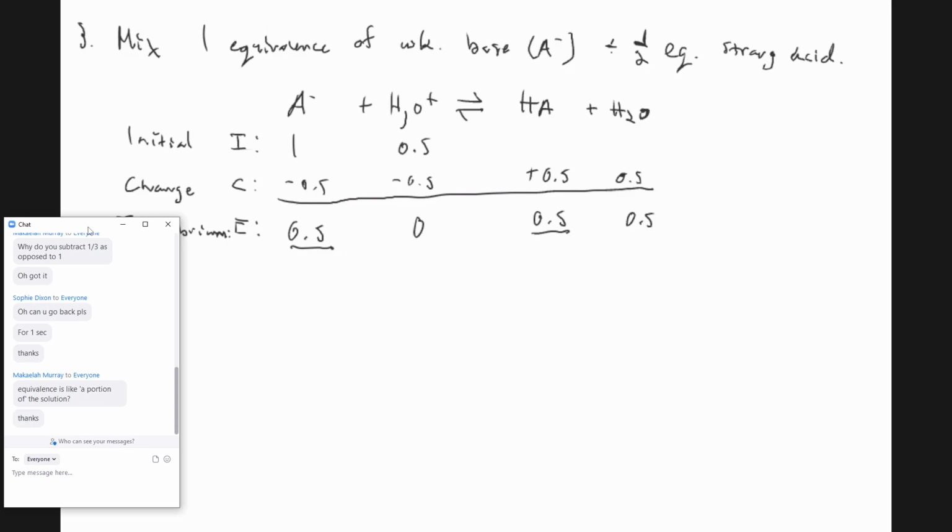Does that make sense? Sorry if I'm going too fast. We have time. Number 4, the fourth way to make a perfect buffer solution.